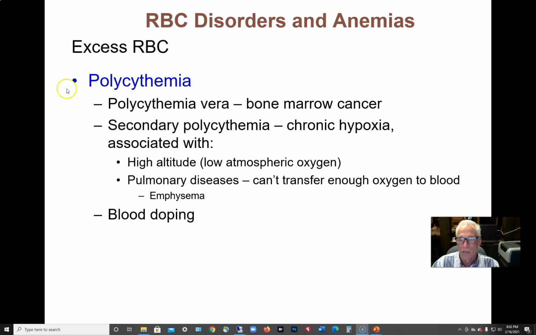So we want to talk about something that's the opposite. What if you have an overabundance of red blood cells? It's called polycythemia.